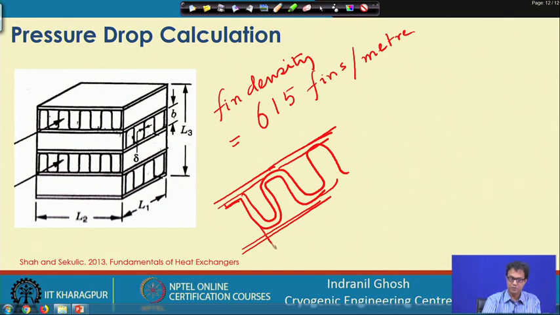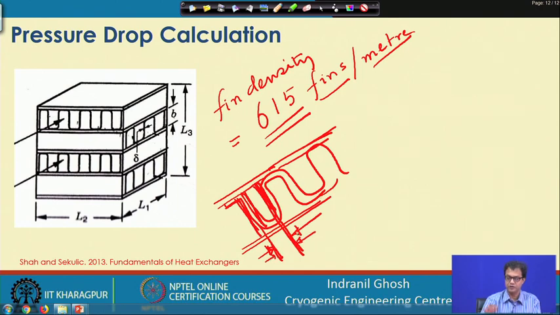So, from this end to this end, this is the fin spacing, or I mean, how many fins we have in 1 inch or in 1 meter. So, we have 615 fins in 1 meter, and thereby we can tell how much is the distance from this fin to this fin. So, that is what gives us an idea about the fin spacing.